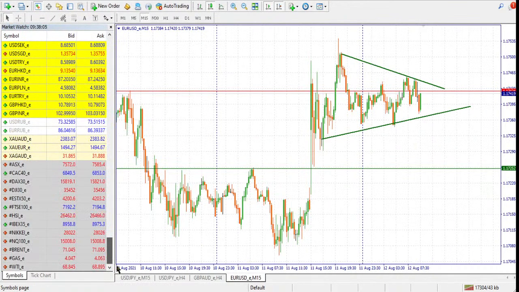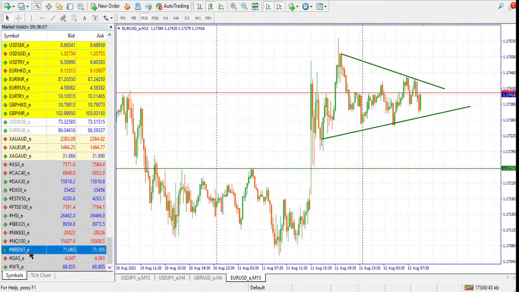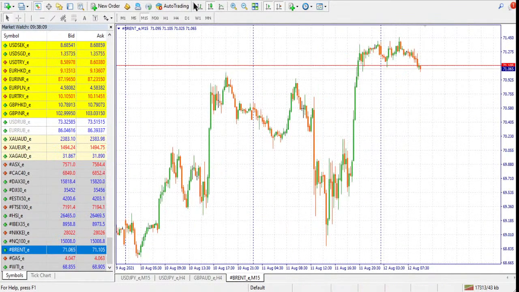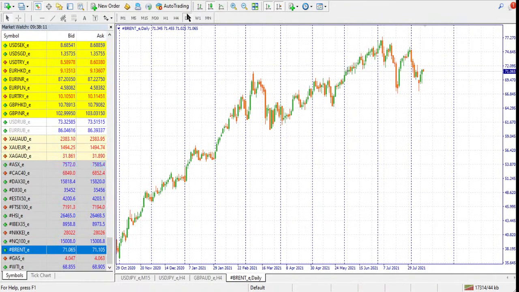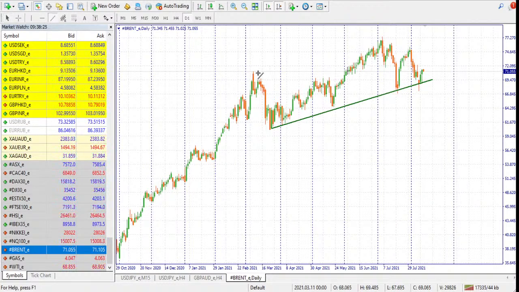I want us to look at Brent oil. This one you'll have to look at on a higher time frame. This is bullish. We had a supportive trend line here. We have a supportive trend line here. So we have a support, support, support. On the top, we have a resistance, a resistance.